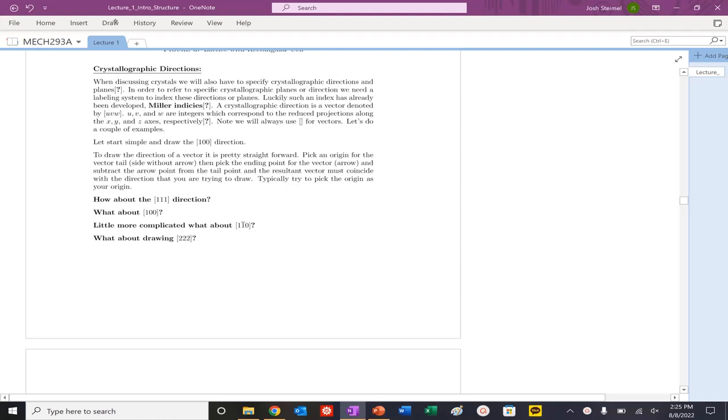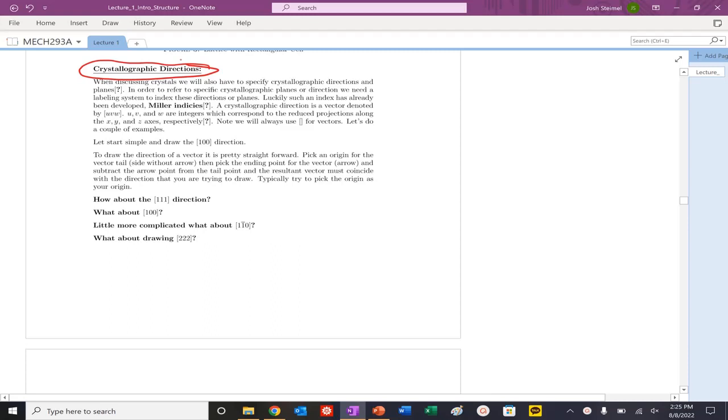So before we get into structure and BCC and FCC and simple cubic and hexagonal close packed and atomic packing factors and close packed planes, close packed directions, we need to first identify what a crystallographic direction is. Well, directions are just vectors. So this is a direction.